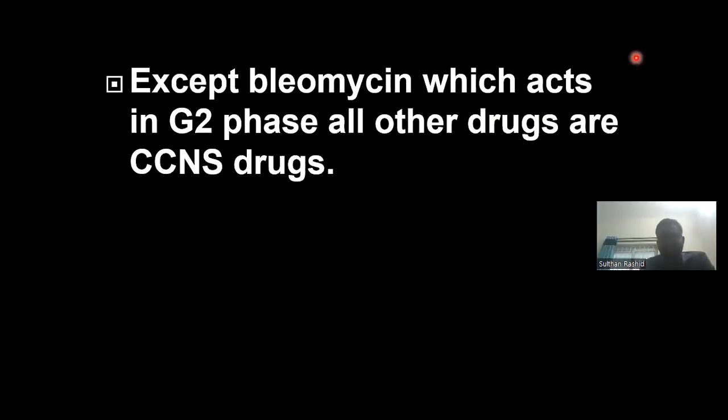At what point of the cell cycle are these drugs, anti-tumor antibiotics, acting? All these drugs are acting at G2 phase. So all these drugs are CCNS drugs, that means cell cycle non-specific. They act both on the resting phase as well as the proliferating phase, except bleomycin, which also acts in the G2 phase, but as CCS, cell cycle specific, which acts when the cells are only proliferating but not at the resting state. So you can understand the concept.